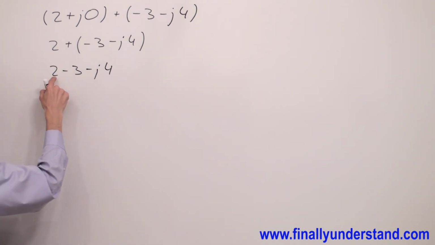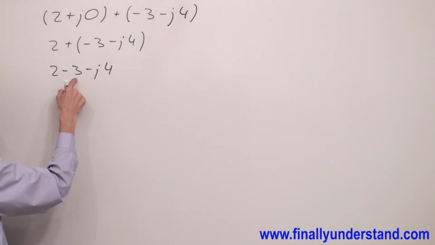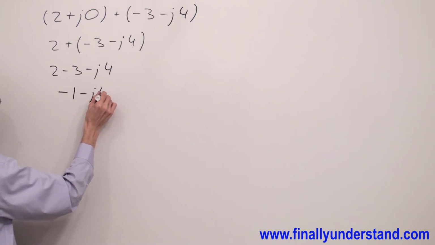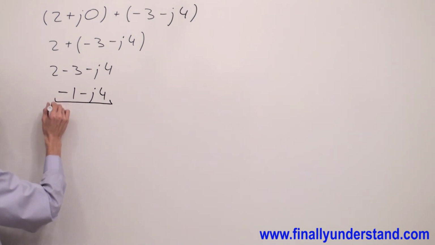Next, I'm supposed to combine the like terms. 2 minus 3 is equal to negative 1, and I have minus J4. I can say this is the solution to my problem.